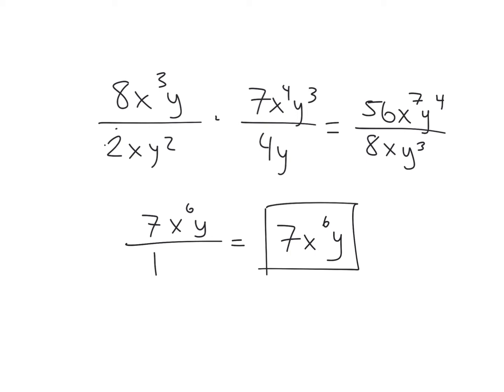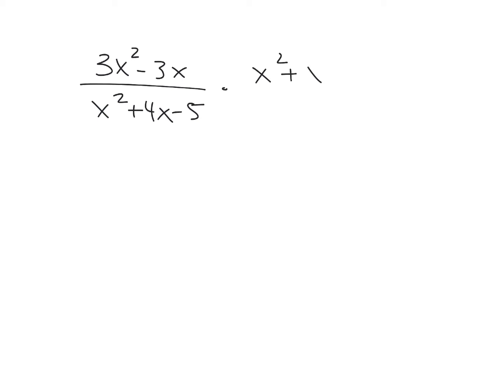Okay. Now, the idea here is we are going to not only be multiplying just pure variables together, but we also need to understand mainly how to interact with things that are quadratics or things that we can factor. So say I gave you something like this, 3x squared minus 3x over x squared plus 4x minus 5 times x squared plus x minus 20 over 3x. Now this is going to come in handy, especially when we start getting to the point where we add and subtract rational functions. So this is a good starting place.